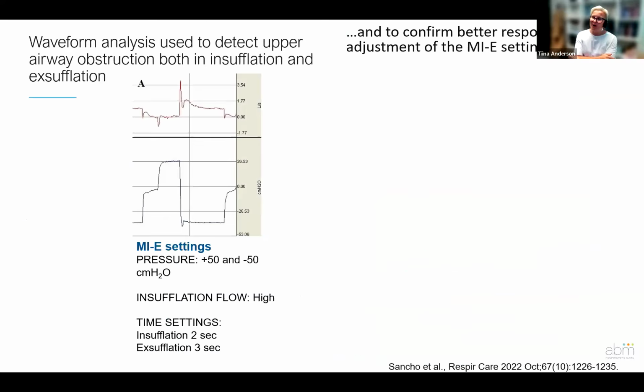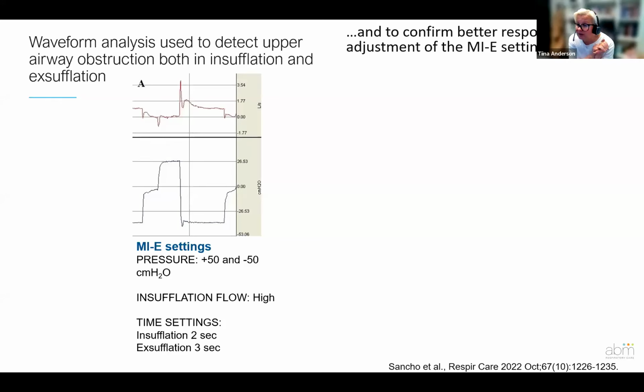And here is one of the examples Jesus Sancho added to his publication. So here we have a flow curve at the top, and then we have a pressure curve on the bottom. And the pressure curve can really help us to understand when the insufflation starts and when it switches to the negative pressure and what happens on that part of the flow curve.